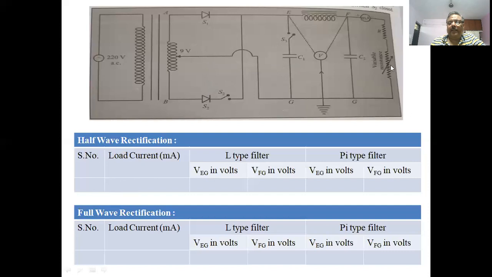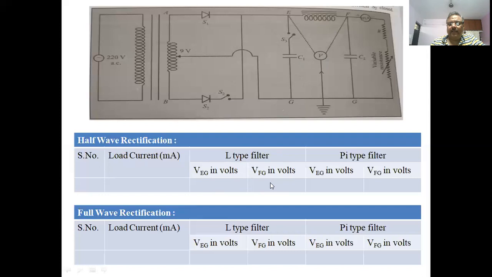From this variable resistance, we start with the value 0. We start with the 0 value of the load current, and will vary this load current in steps. And correspondingly, we will be noting the voltage in the voltmeter before filtration, EG.